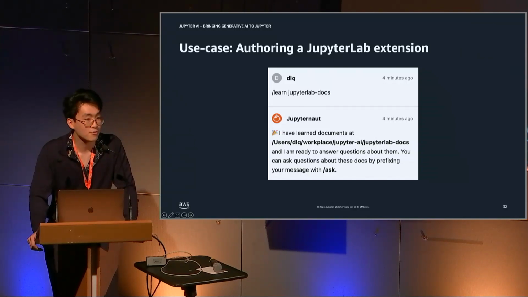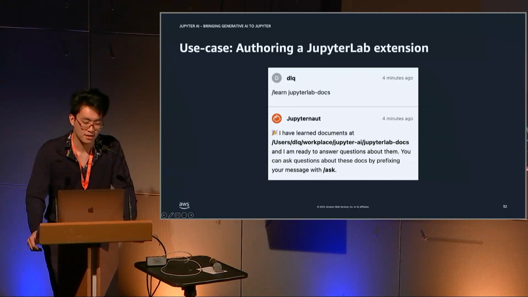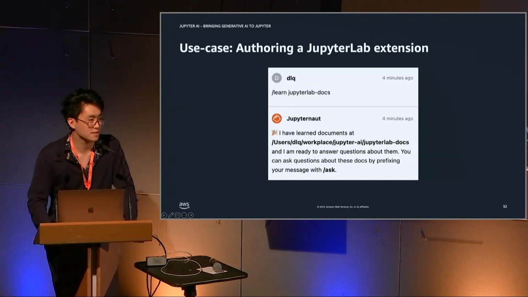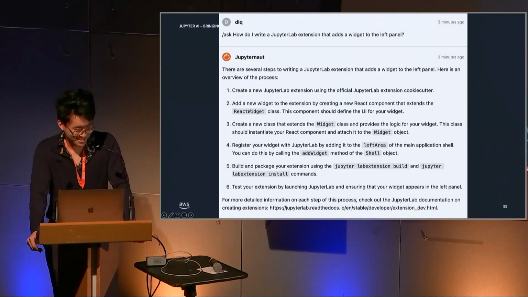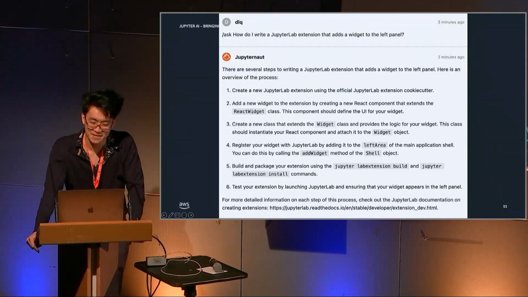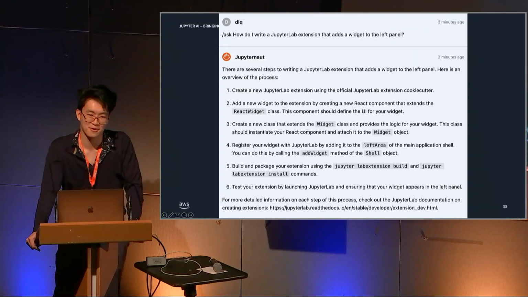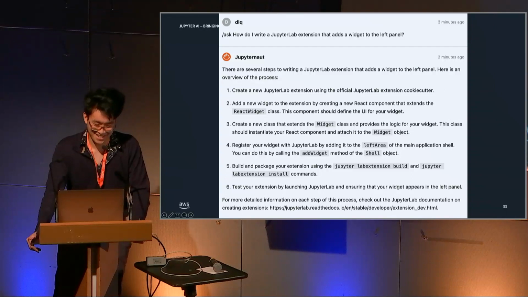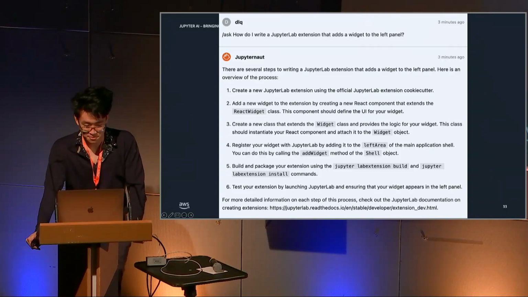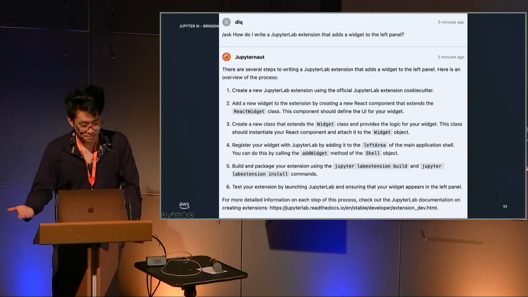Another use case is to teach new users how to work with JupyterLab and start developing and contributing. So right here, I already have a directory that contains all of the JupyterLab documentation. So this is literally just the docs under the JupyterLab repo. I do /learn, and boom, Jupyter AI has learned all of the documents in that directory. Very impressive. And now I can ask a question, how do I write a JupyterLab extension that adds a widget to the left panel? Which is kind of like, Jupyter AI. Anyways, and Jupyter AI responds basically correctly.